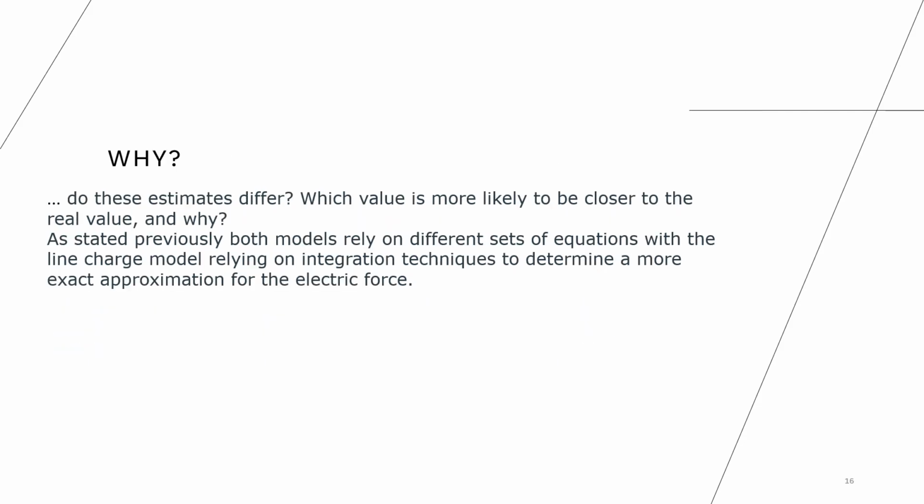Why? Why do these estimates differ? Which value is more likely to be closer to the real value, and why? As stated previously, both models rely on different sets of equations, with the line charge model relying on integration techniques to determine a more exact approximation for the electric force.